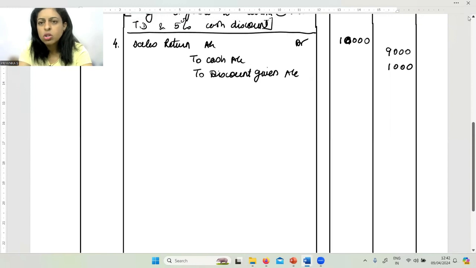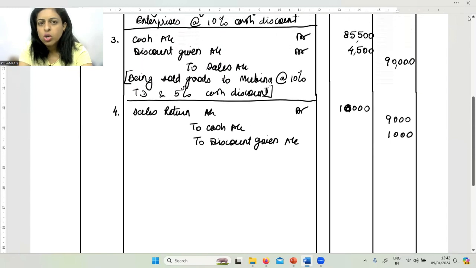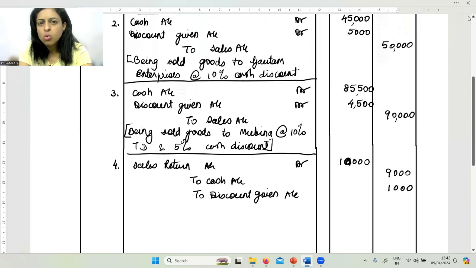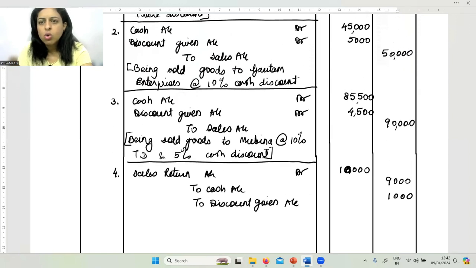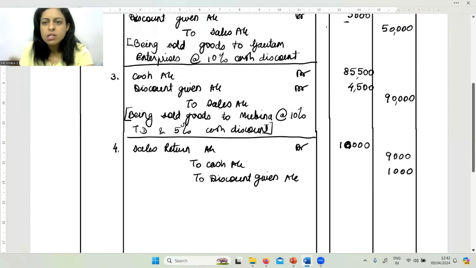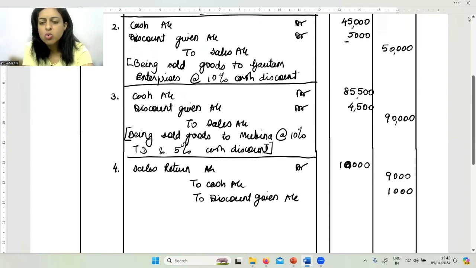Now, one more concept you learned here is of reversal. So, if you gave them discount here, if you see, it was discount given 5,000, right? Of this discount that was given earlier, what are you doing now? You are taking back this 1,000 discount because it is 10,000 of goods return. So out of 10,000 of goods return, how much was the discount value? It was 1,000. And how much was the cash value? It was 9,000. Hope that is clear.